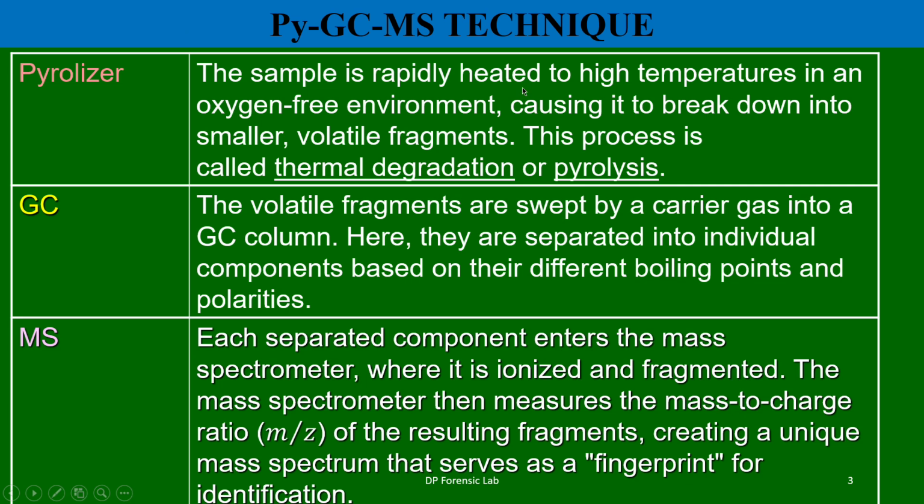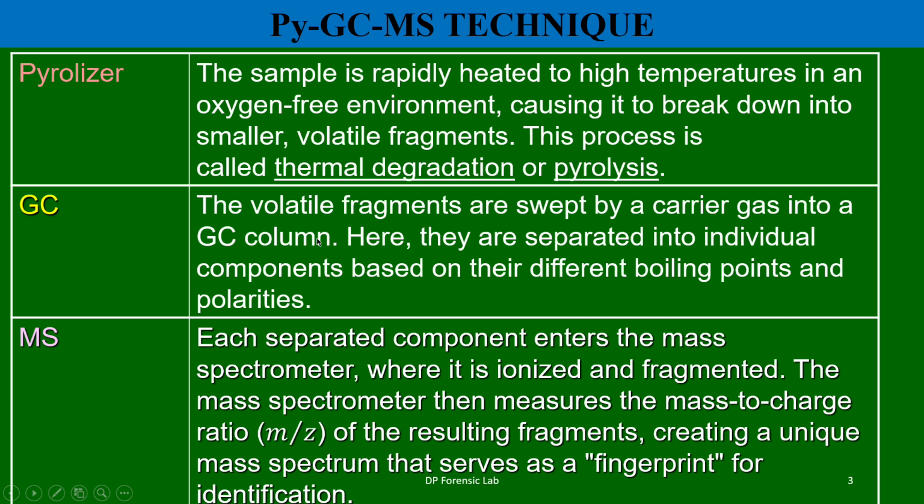This is a combination of three techniques: pyrolyzer, GC gas chromatography, and mass spectrometry. So what is a pyrolyzer? In the pyrolyzer, the sample is rapidly heated to a high temperature in the chamber, in an oxygen-free environment, causing it to break down into smaller volatile fragments. This process is called thermal degradation or pyrolysis.